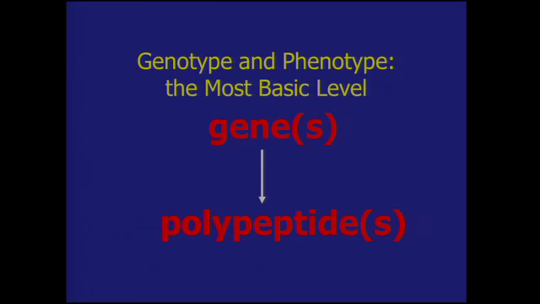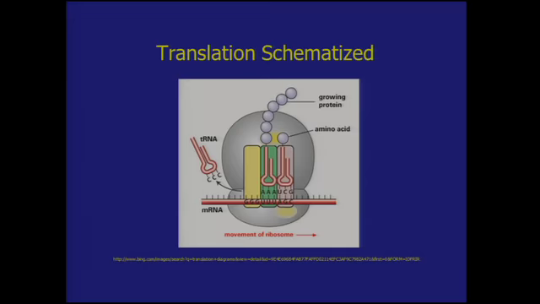So genes lead to polypeptides. And this is the translation process schematized, where another kind of RNA brings in amino acids to create a growing polypeptide chain. And the bottom line is that genes give rise to traits, but they're not the only factors which lead to traits.